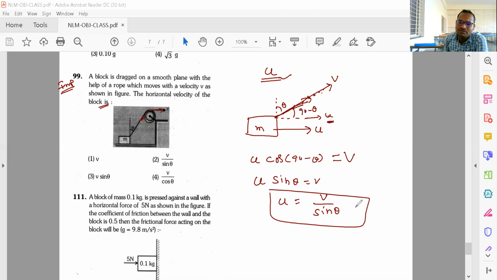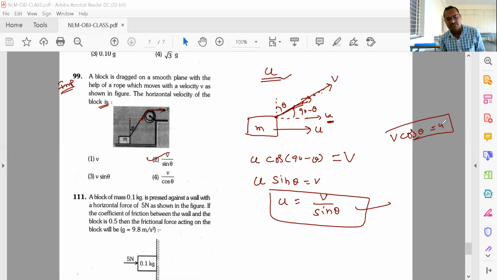Important concept, you need to remember this. V by sin theta, option 2 is the right answer. The point is, velocity along the string should be the same. That you need to do. You should not do v cos theta is equal to u.